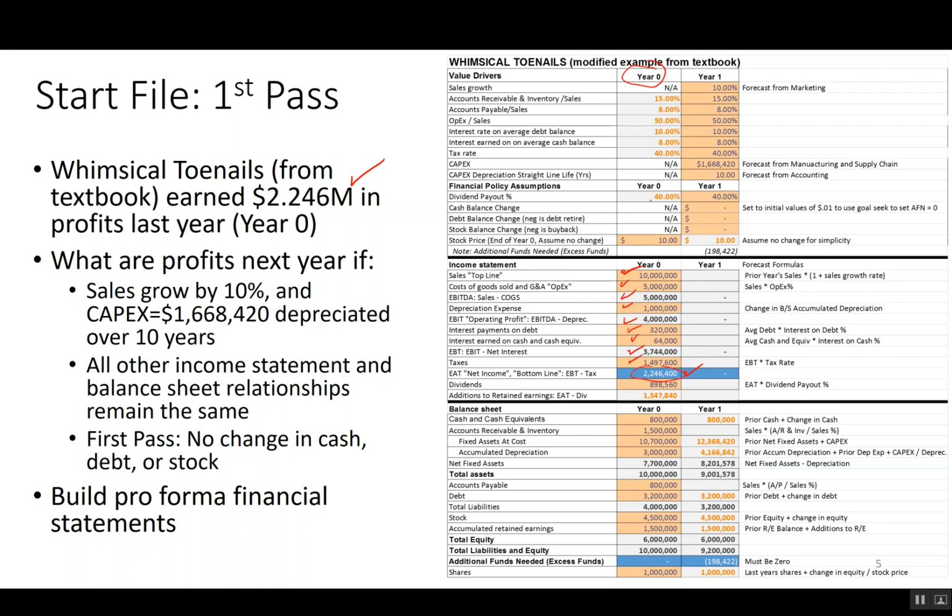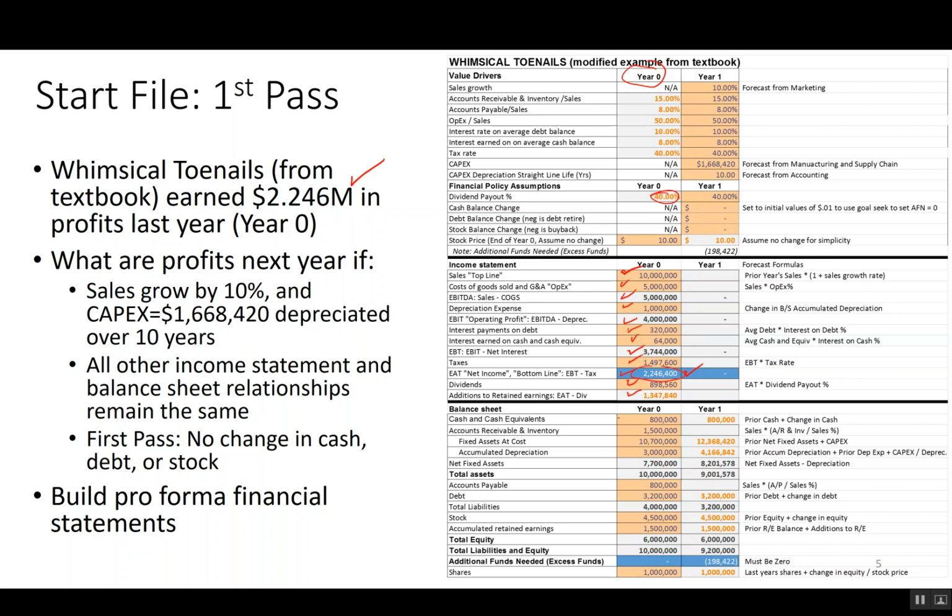We have taxes here, which turned out to be 40%, based on the earnings before tax. And then that leaves our net income, or earnings after tax, of $2.246 million. The corporation paid 40% of that out as a dividend, and the rest went as retained earnings, in addition to retained earnings.